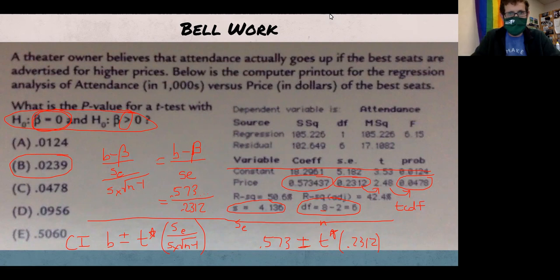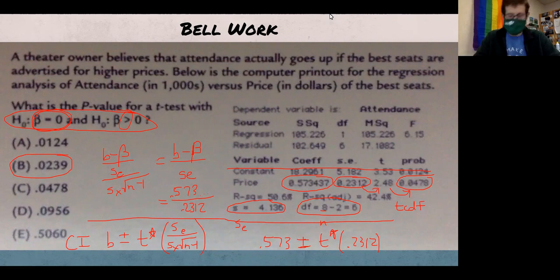Okay, so basically there's the idea. I'm reading the prompt here. So the idea is that if you actually price your tickets higher, you're going to get higher attendance, which is a strange thought. So as it is right now from the sample, we see the 0.573. So for every dollar that you increase the price, you would expect 573 more people in attendance.